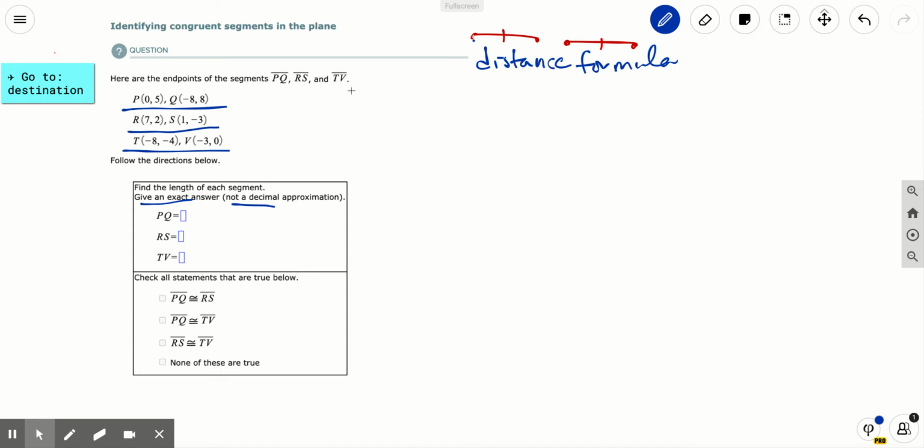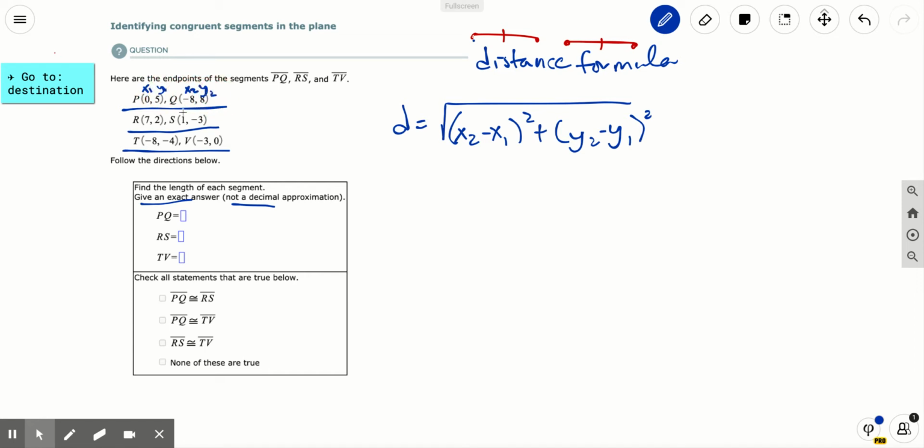You guys, this is one of the worst problems that Alex gives you because you have to do 3 long problems, and if you get one of them wrong, it'll make you do another 3. So you want to be so careful about this. What you need to do is formula, substitution. So let's decide which one is x1, y1, and x2, y2. It doesn't matter. You just need to decide.